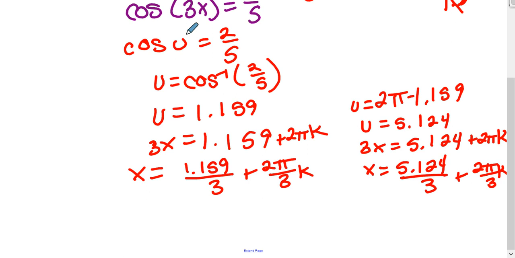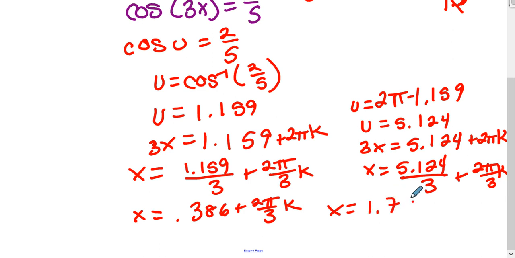That goes back to some of your Algebra 2 type of work when we were looking at how often things repeat. So I type this into my calculator, and I get 0.386 plus 2 pi over 3k. Okay. And 5.124 divided by 3 is 1.708 plus 2 pi over 3k.